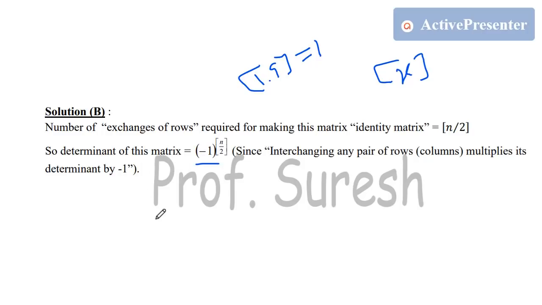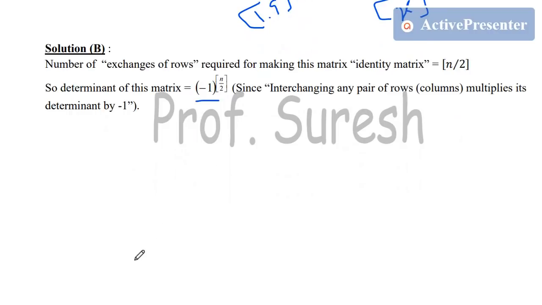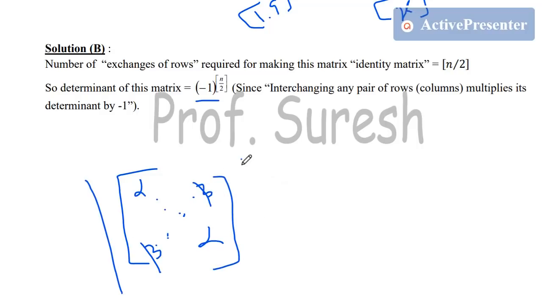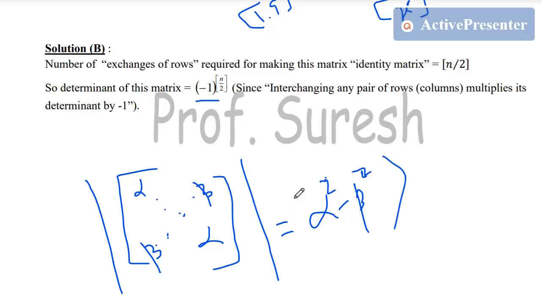This is one method, and another one is the formula method. Consider it like this: the main diagonal entries are alpha, alpha, alpha, and the other diagonal elements are beta, with the remaining places 0. Then the determinant of this matrix equals (alpha square minus beta square) the whole power n by 2. This is when the order of the matrix is even. So you can put it like this, power n by 2.